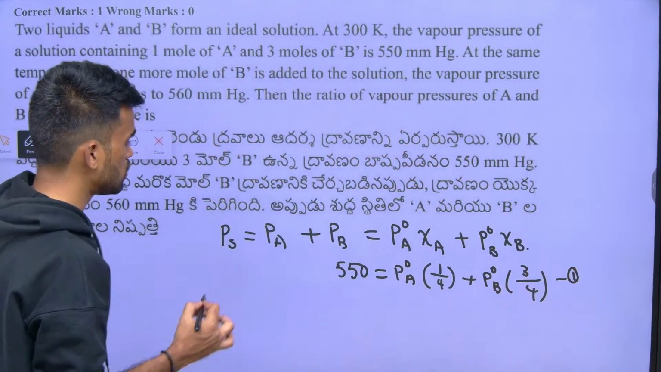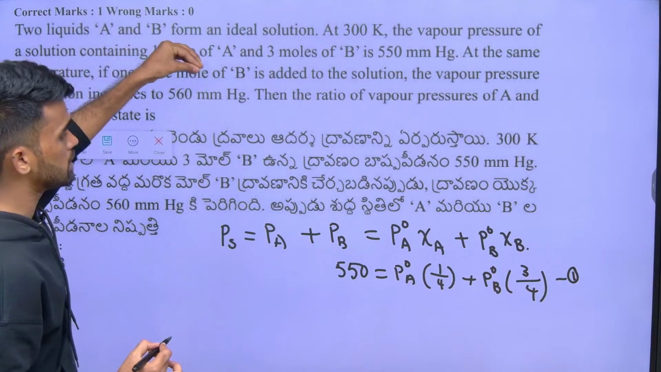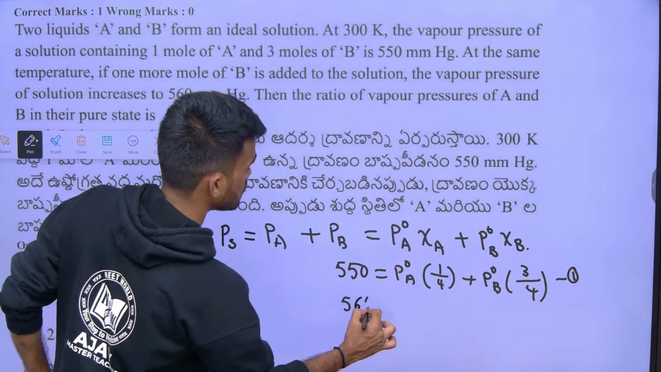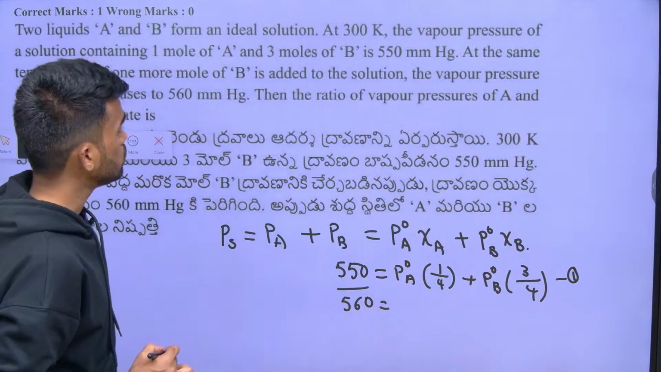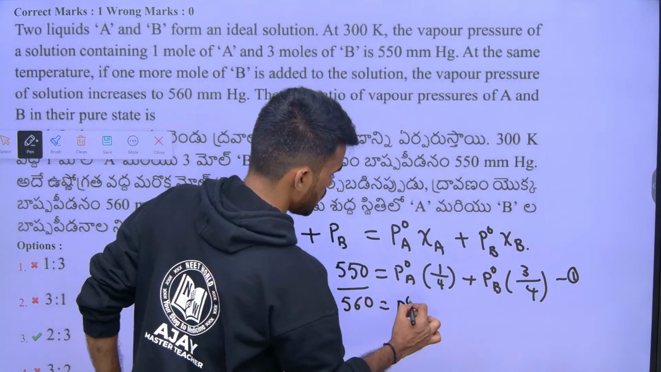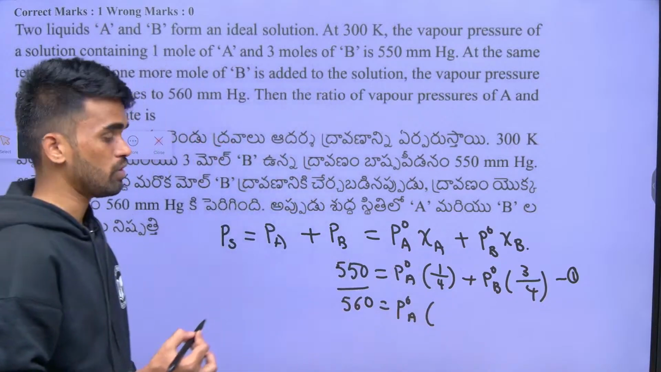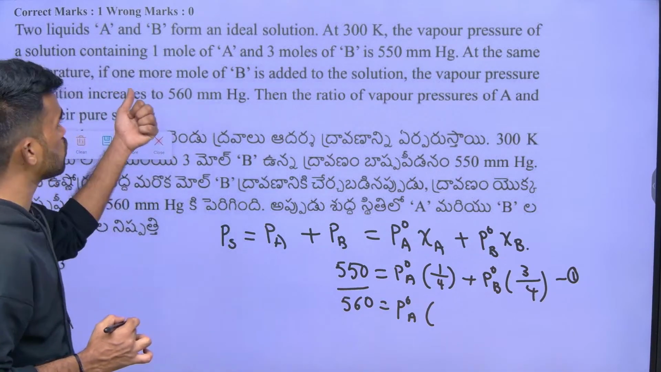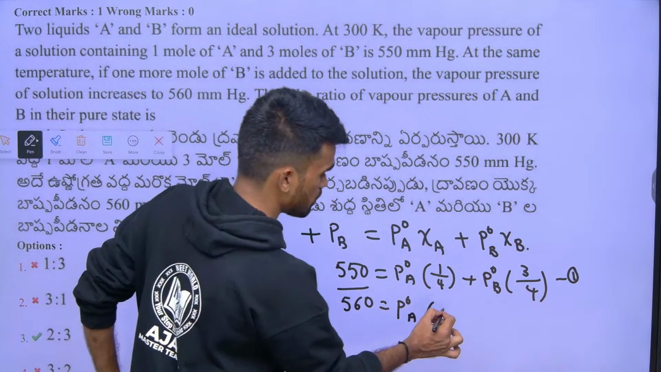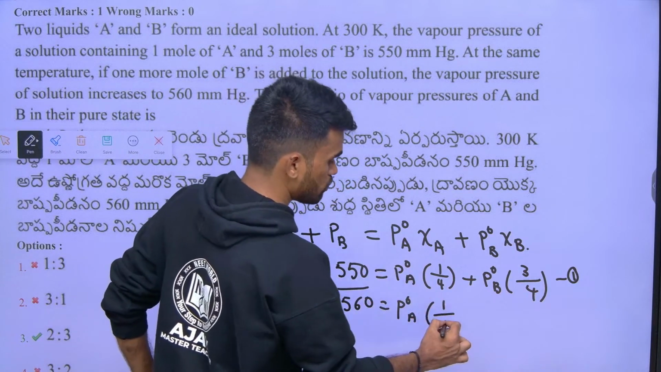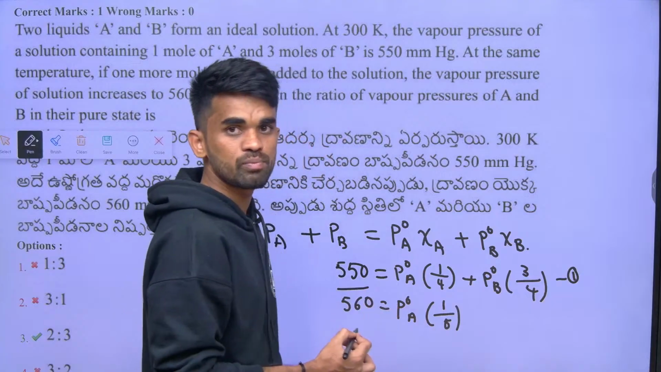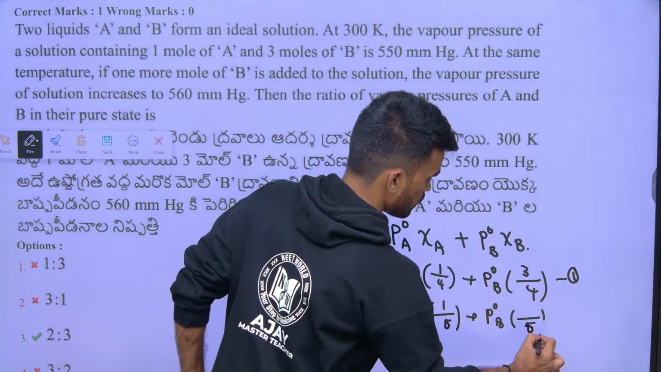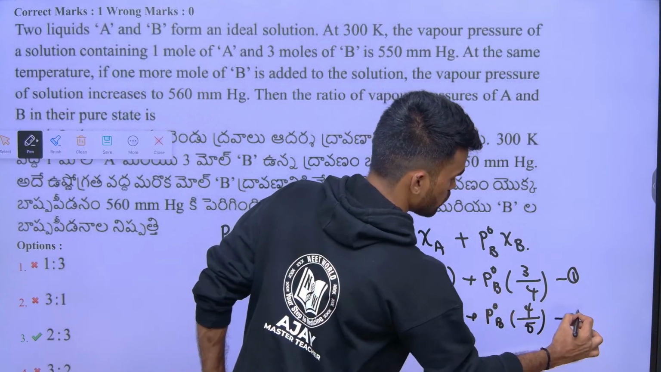Now equation 2, what are they saying? If 1 more mole of B is added, the total pressure becomes 560, as per the data mentioned. P naught A, the vapor pressure of A in its pure state, will be the same only. Now how many total moles will it become? One more mole of B is added, so the number of moles of A remains the same, but the total number of moles becomes 5. So here I am writing P naught B with 5 in the denominator, and in the numerator it will become 4. So this is equation 2, let us say.